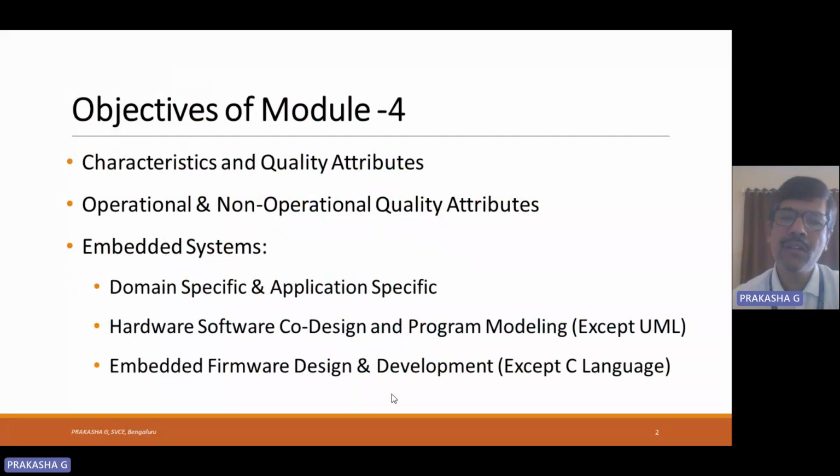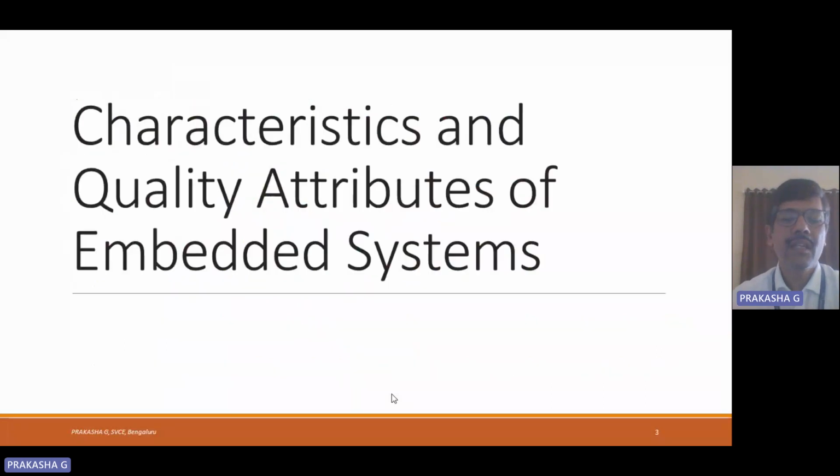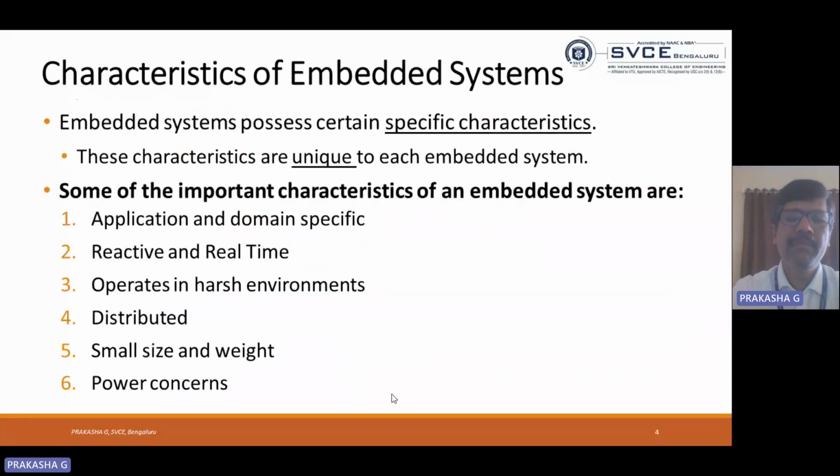So we are going to discuss hardware software co-design and also embedded firmware, except the C language. We don't discuss the C language here, but we are going to discuss embedded firmware design and development. Moving ahead, the first thing is the characteristics of the embedded system and also the quality attributes of the embedded system. Let us look into what the characteristics are.